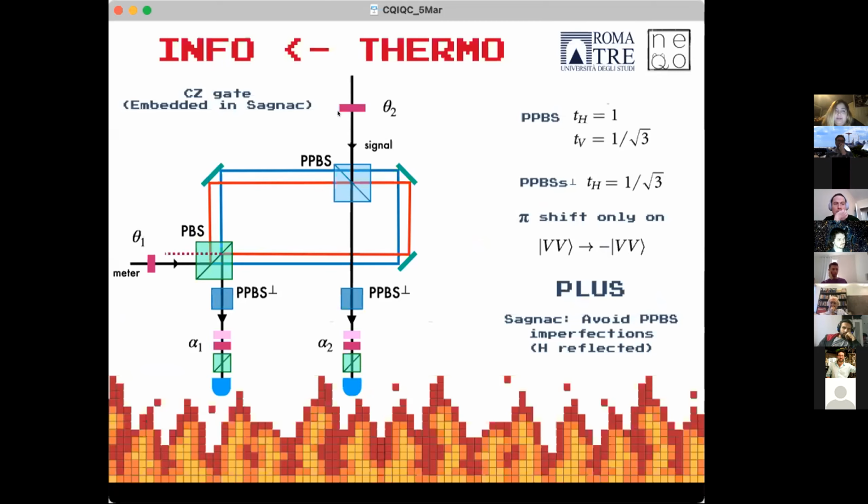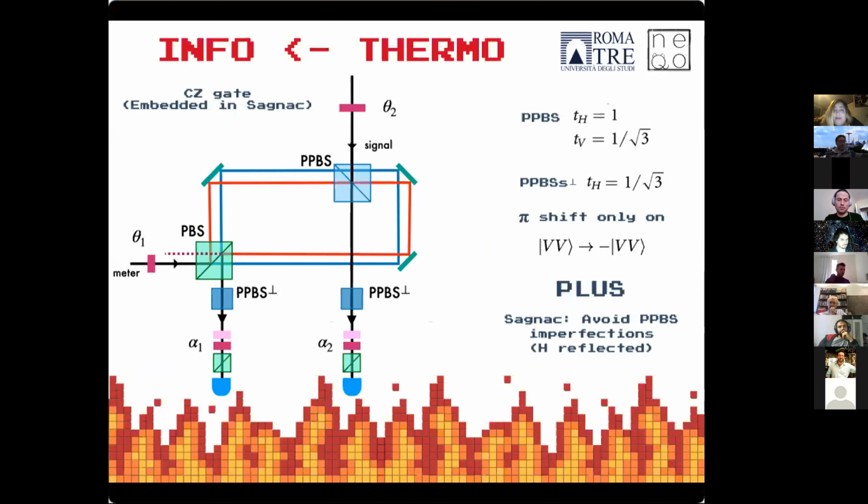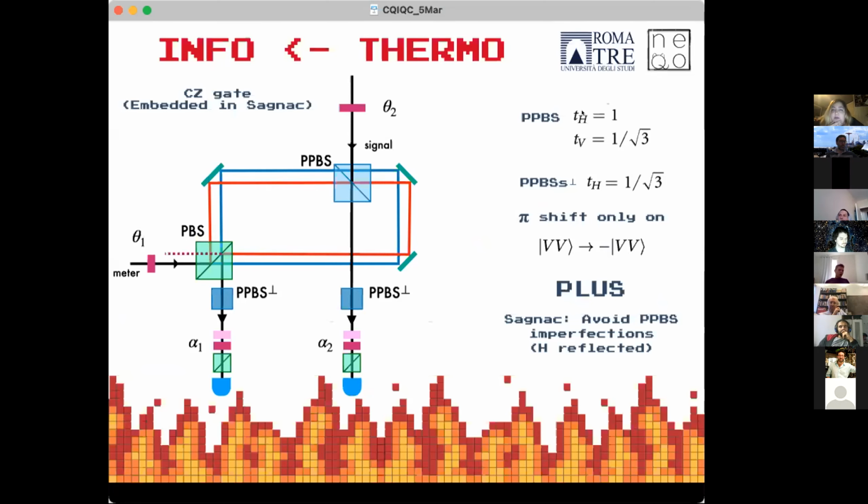The difference is that this time we embedded the gate into a Sagnac interferometer because we realized that the measurements we had to perform were extremely affected by the imperfection of our PPBS. In particular, we found out that the transmission of our PPBS was not really close to being 1. So when you enter with a signal H polarized on the PPBS, it should all go through. Some of it instead was being reflected. And this was messing up our measurement a lot.